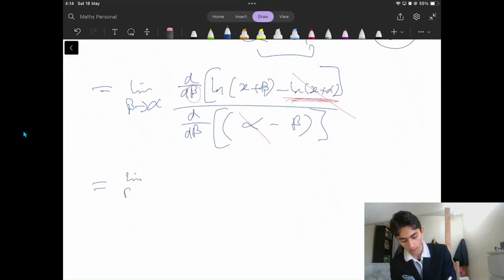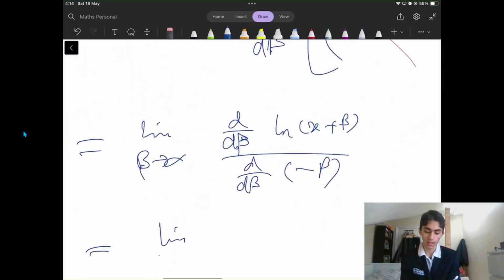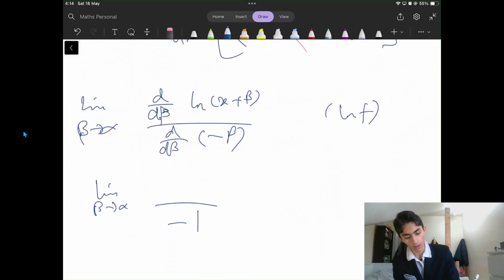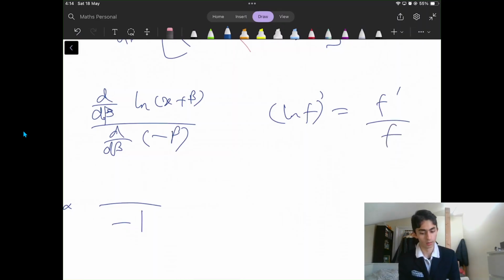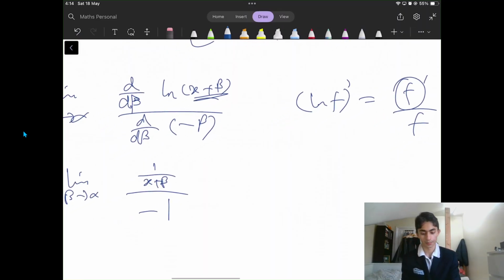We're just left with the limit as beta approaches alpha of the derivative with respect to beta of natural log of x plus beta over the derivative with respect to beta of negative beta, okay? Which is equal to the same limit of what? The denominator clearly differentiates to -1. The numerator, quick reminder that the derivative of a log is just equal to the derivative of the argument of the log divided by the argument itself, right? In our case, instead of having an f, we have x plus beta. The derivative of x plus beta with respect to beta is 1. And we have x plus beta, okay?